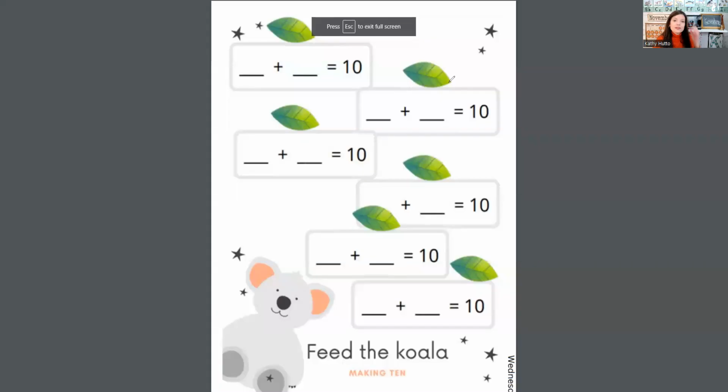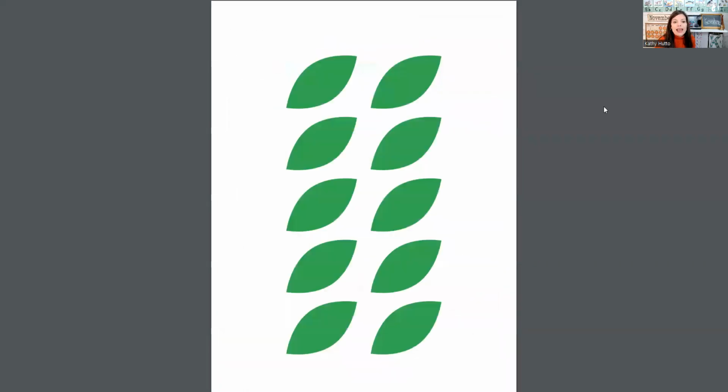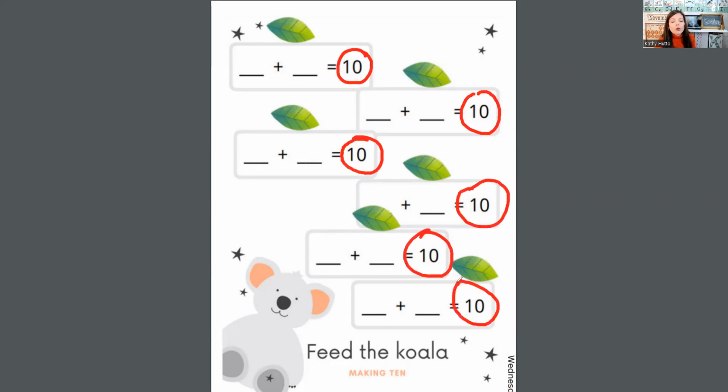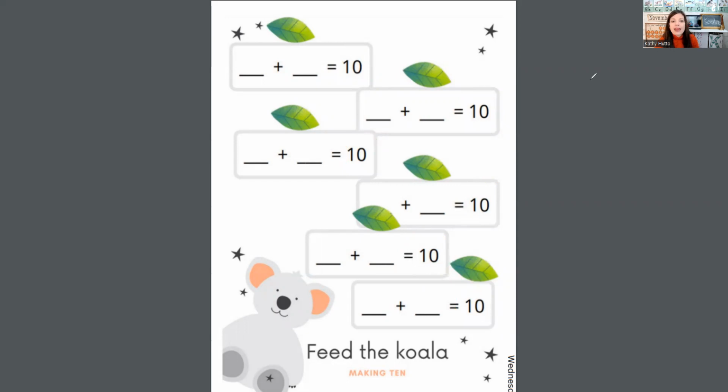For math today, we're going to be adding. We're going to add some leaves. Before we start adding though, let's count the leaves. 1, 2, 3, 4, 5, 6, 7, 8, 9, 10. You can cut out paper leaves too if it'll help you to finish this sheet, or we'll do it together on the screen. There are 10 leaves, and all of the answers on this sheet are 10. We're not going to take any leaves away, but we're going to move them around and see how many times we can make 10.